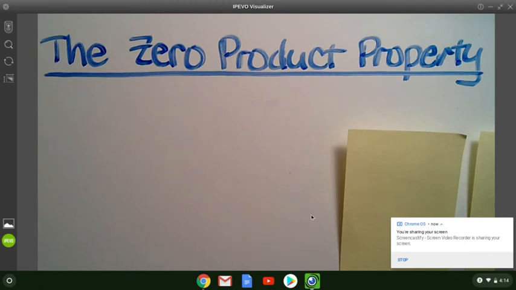All right, hello. We are going to look at the zero product property, exactly what this is, what this means, how it works, and what it enables us to do. First thing we're going to start with is if we had two numbers, and I have two numbers hidden underneath these two sticky notes over here.